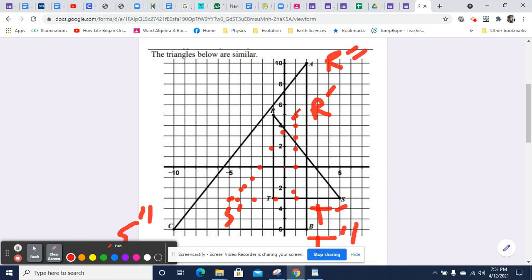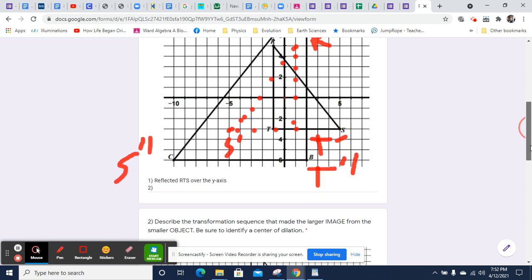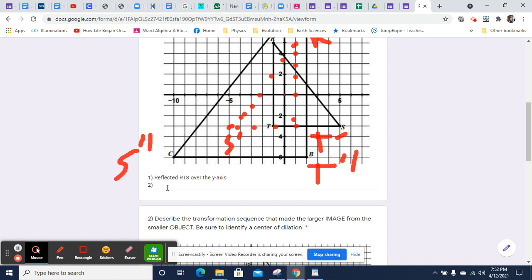So R prime goes from 1 over and, actually, I'm sorry, 1 over and 5 up. So it goes from 1, 5 to 2, 10. So that's also a doubling of X and Y. And so our center of dilation is at the origin. So all of these, the X and Y for R prime, get doubled to get to R double prime. So dilated by a factor of 2 with a center of dilation at the origin.